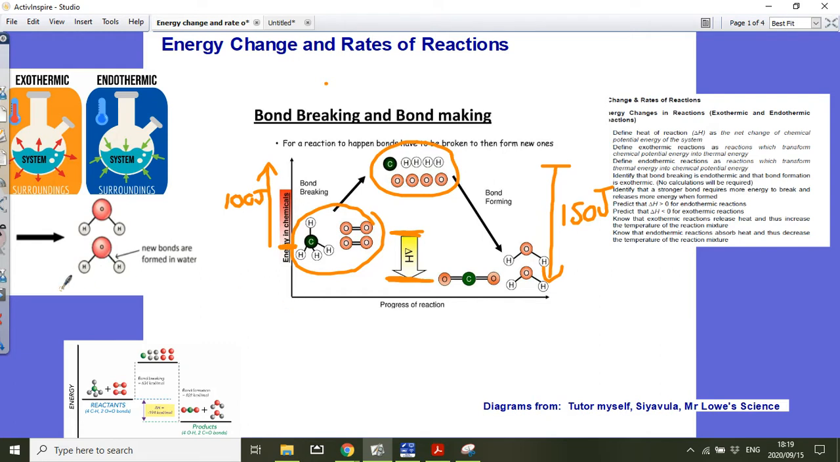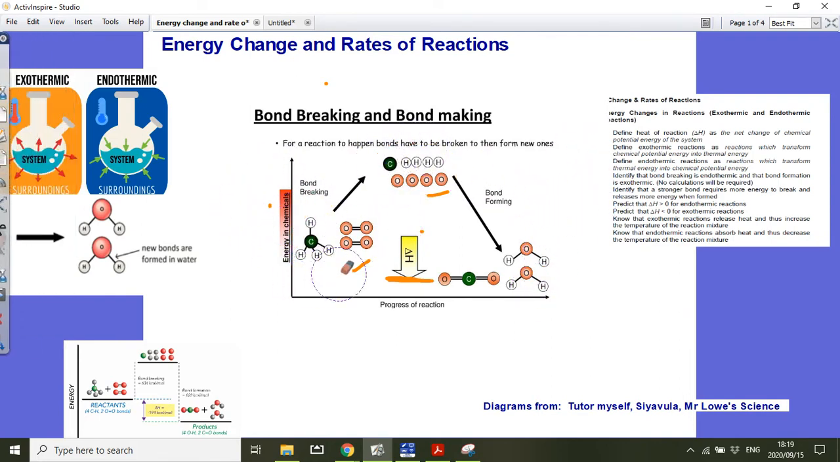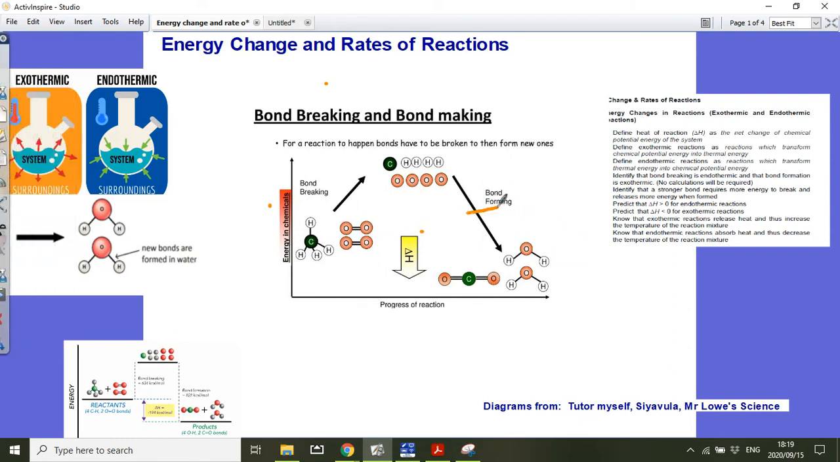If I don't end up below where I started, I'm going to do these graphs for you just now again. If my products are here and my reactants are here, that means I added in this much energy, but I only give out that much energy.